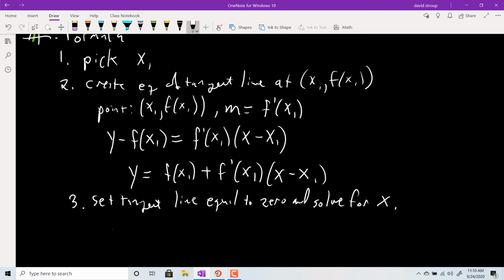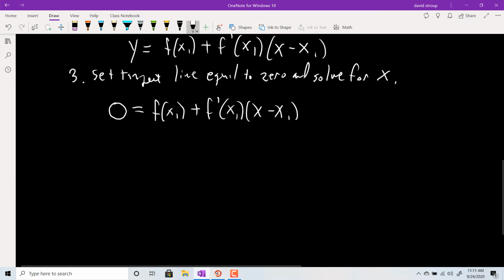Right, we have y, we set that thing equal to 0, so just replace y with 0. And then we have 0 equals f of x1 plus f prime of x1 times x minus x1. And then we're going to solve for x. Okay, so let me put it in blue. I want that guy by itself. Okay, so I'm going to distribute.